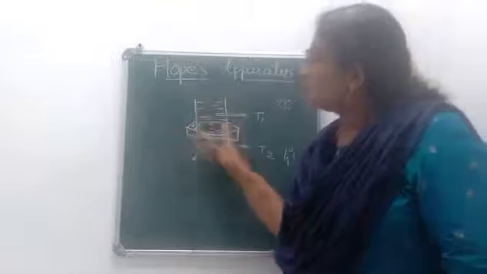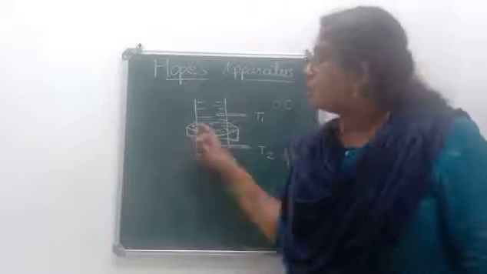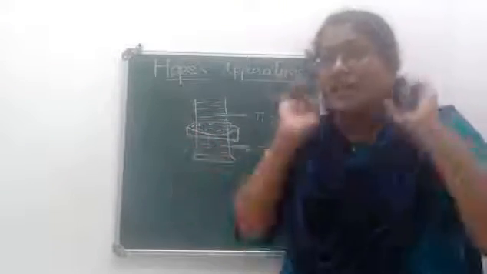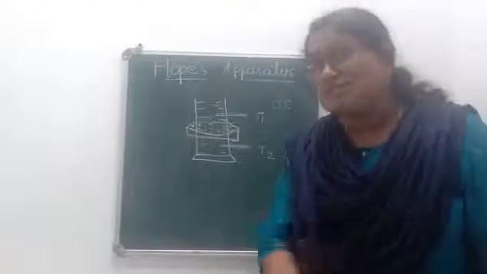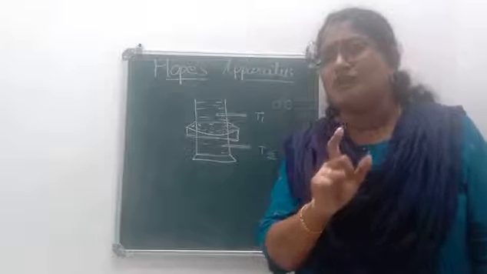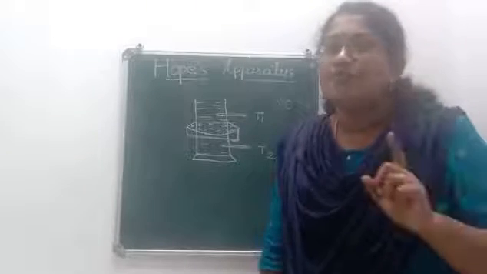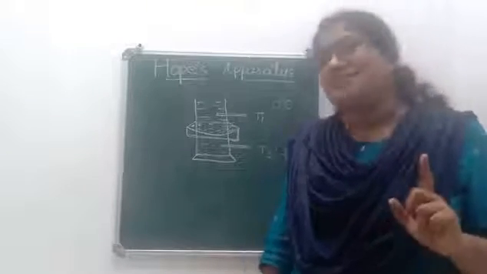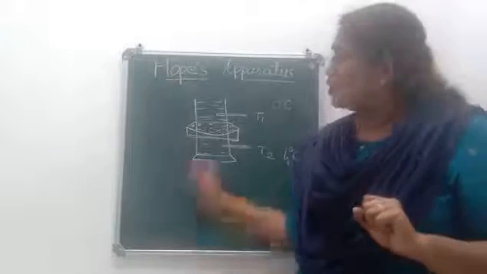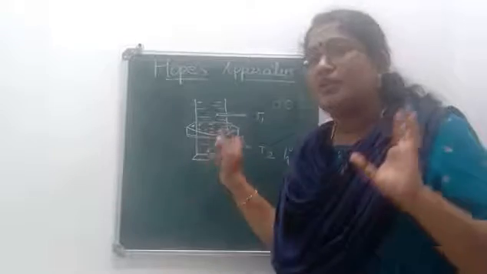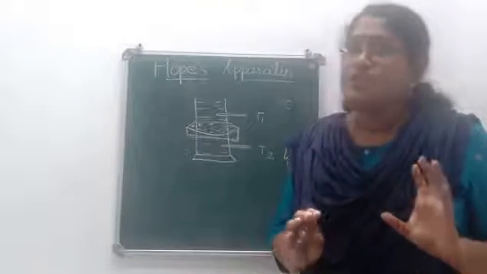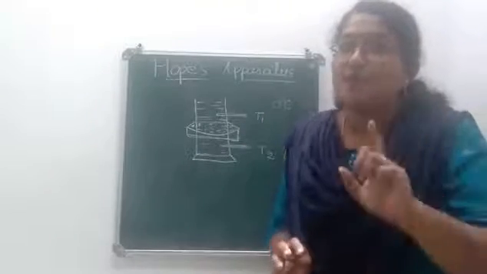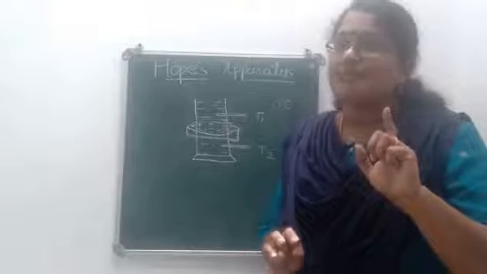The entire water molecules present in this region get cooled to a temperature of 4 degrees Celsius. What is the specialty of the temperature 4 degrees Celsius? Water has maximum density at 4 degrees Celsius, isn't it? So the water present in the bottom portion of the cylinder will have a temperature of 4 degrees Celsius. At 4 degrees Celsius, water has maximum density.